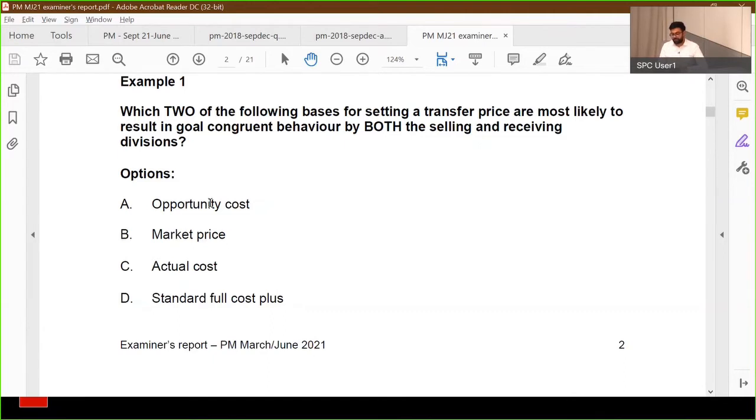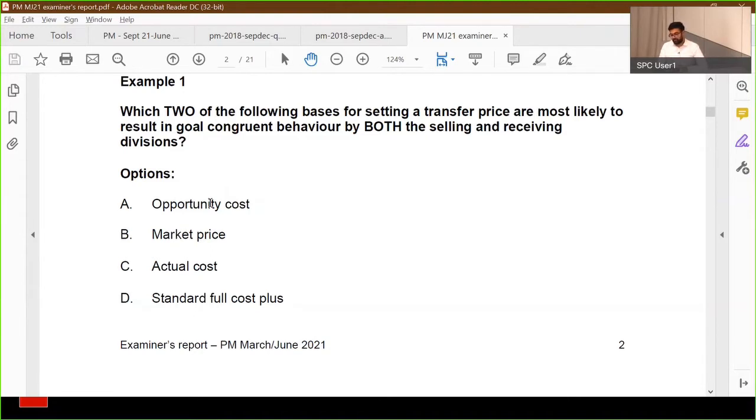When it comes to option C, which is actual cost, then this actual cost might not be a fair price and could not lead to goal congruency, because here the seller does not have any intention to control or reduce the cost. The seller might incur a very high level of cost because they do not have any incentive to control or reduce the cost, and those inefficiencies can be passed on to the buyer in terms of the price.